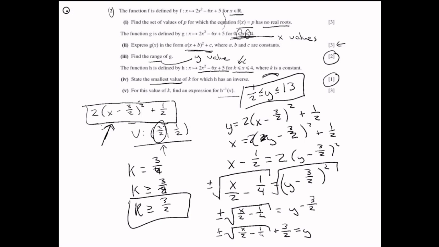So we said that for this value of k, find an expression for the inverse of h of x. So we know that the domain is 3 over 2 less than or equal to x, which is less than or equal to 4, right? And when you take the inverse of an equation, the original domain is going to turn into the new range. So now 3 over 2 is less than or equal to y, which is less than or equal to 4. So because we notice only positive values in this range, or rather it goes more towards positive values.